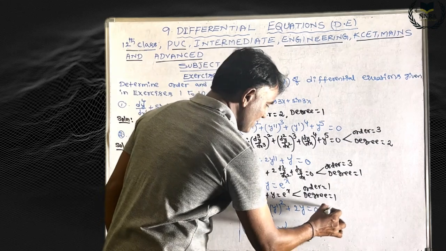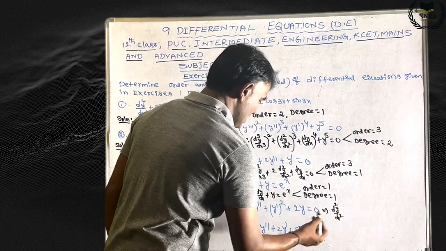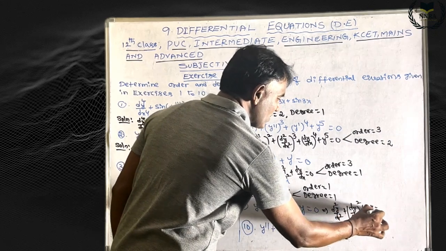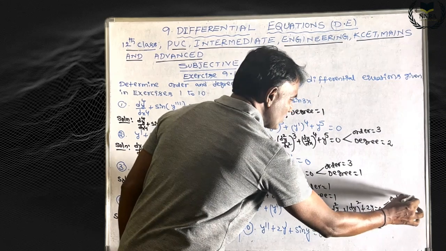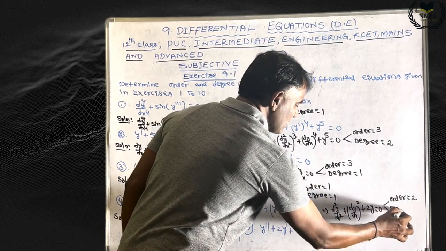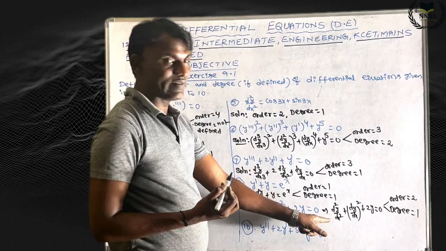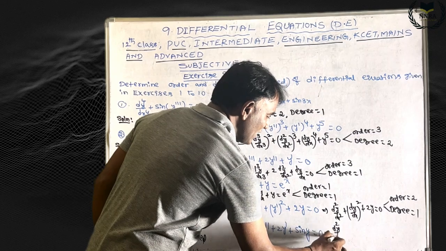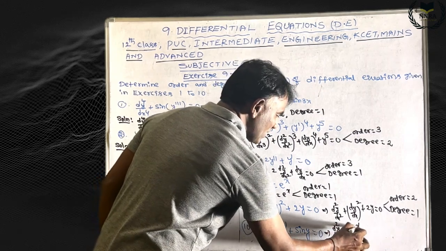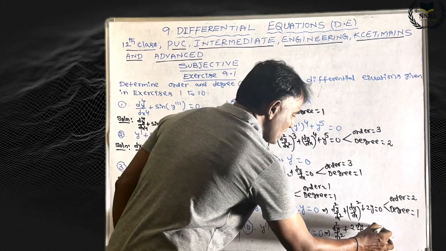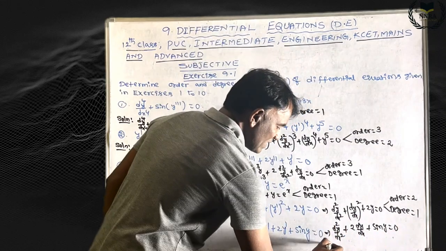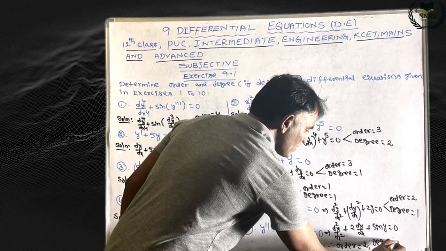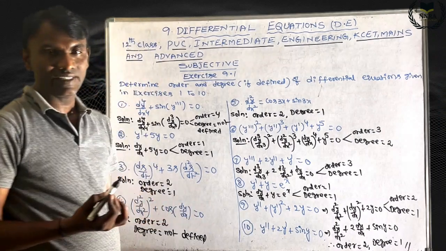And coming to this, d square y by dx square plus (dy by dx) whole square plus 2y equal to 0. Now order equal to 2. And what is the degree? Degree is equal to 1, the power of this highest order derivative. And how to write this equation? d square y by dx square plus 2 into dy by dx plus sin y equal to 0. Now what is the order? Highest order derivative is 2, so order equal to 2. And degree means power of that highest order derivative, that is 1. So degree is equal to 1.